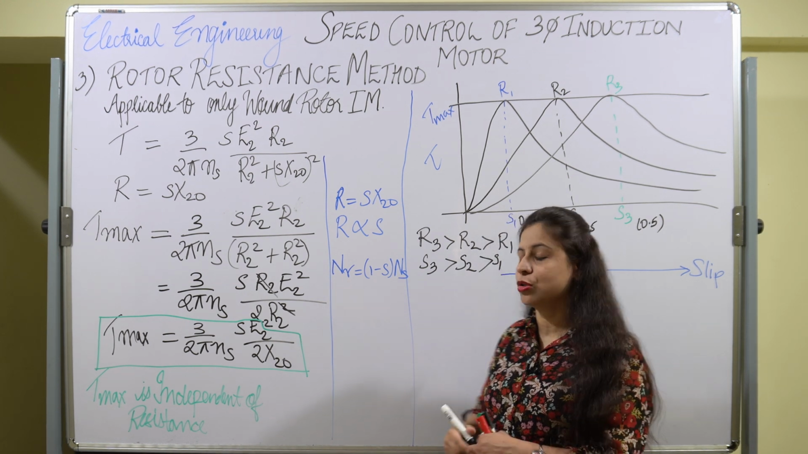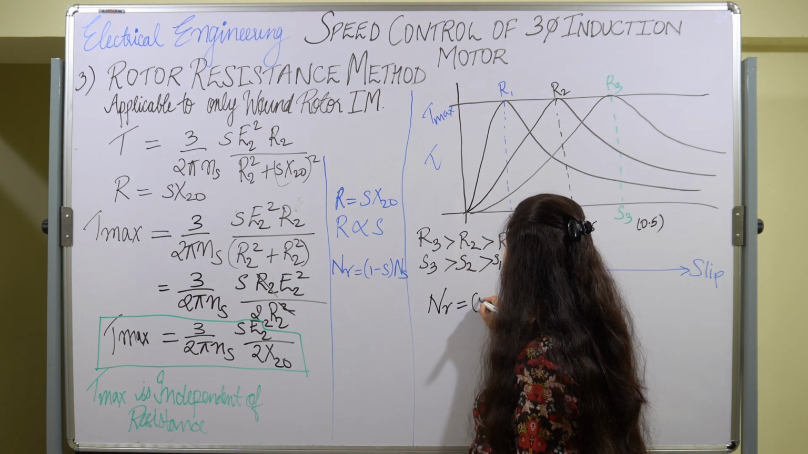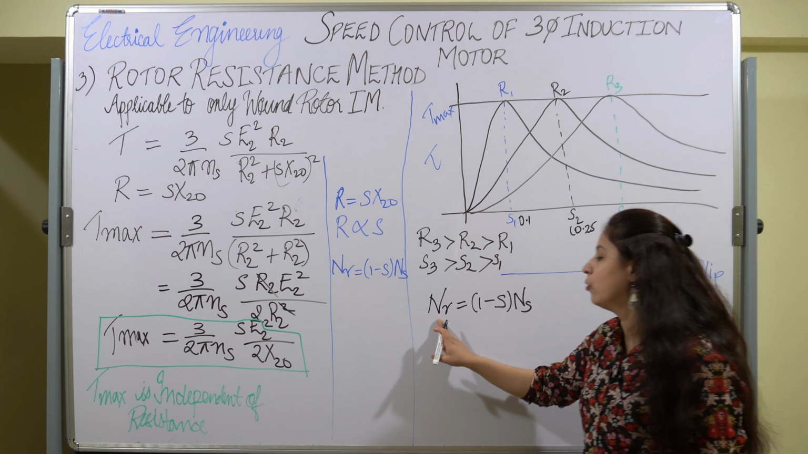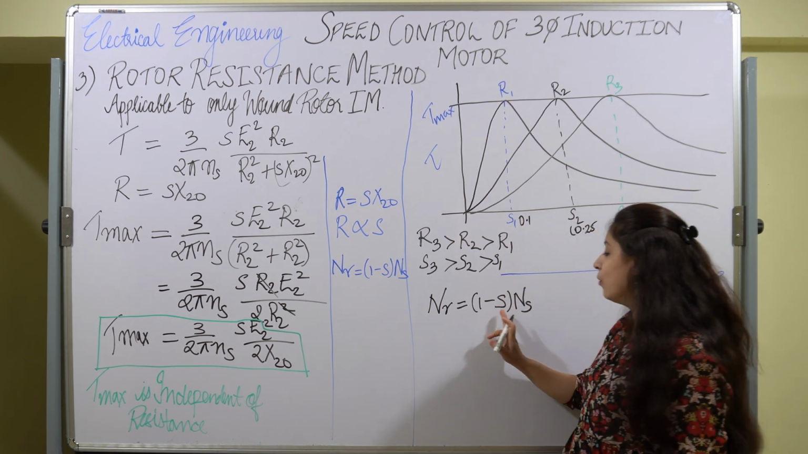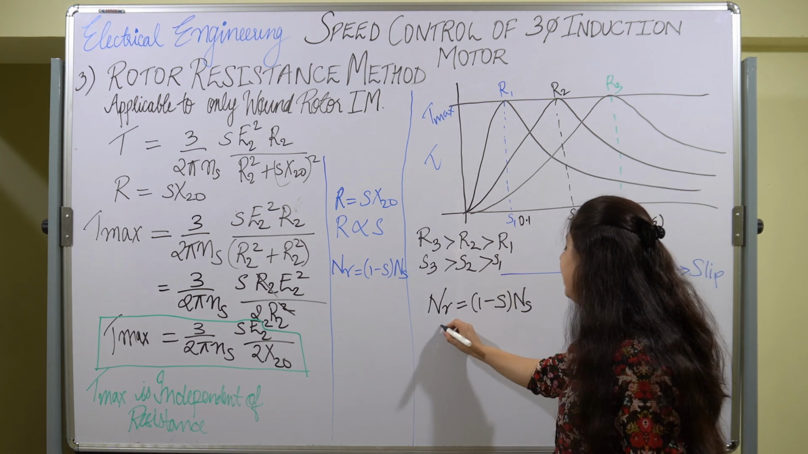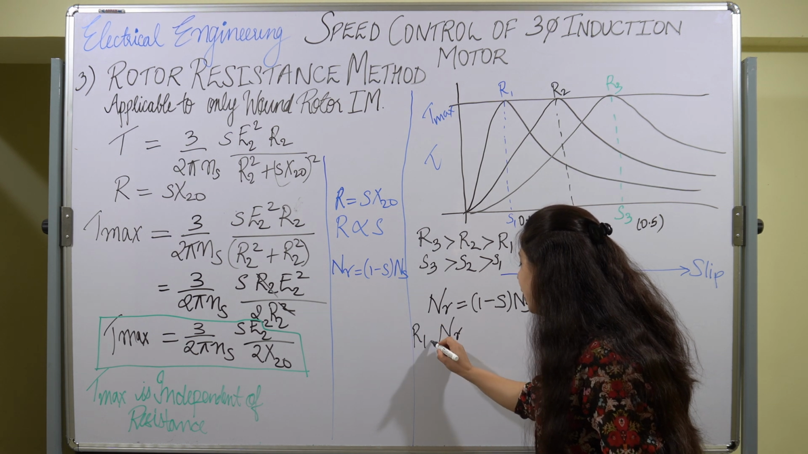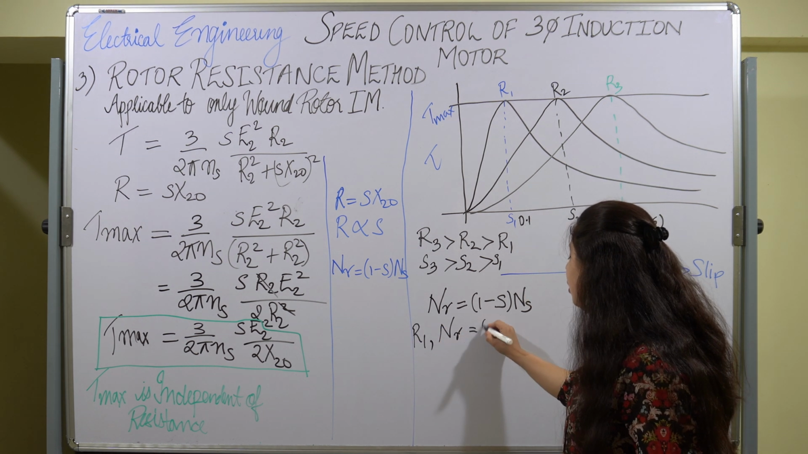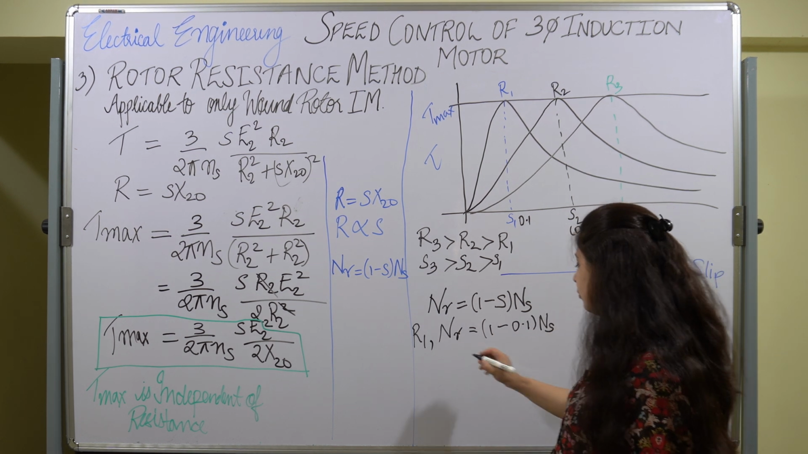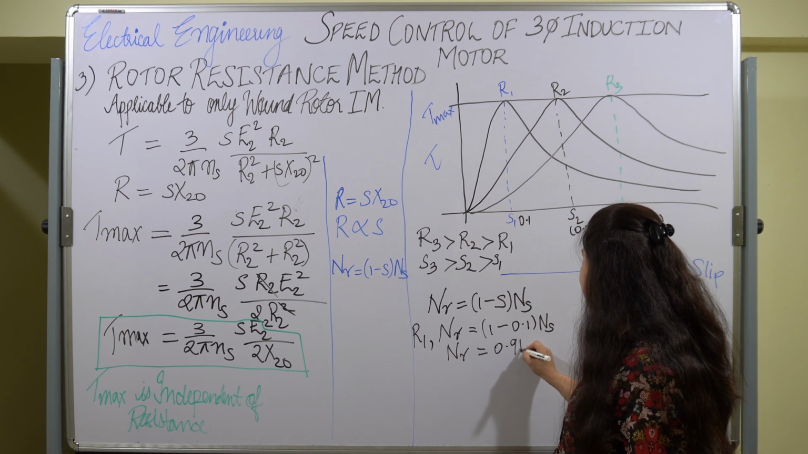So my rotor speed will also change. My rotor speed is given by NR equals (1 minus S) into NS. As my slip is changing, my rotor speed will also change. When the value of S is 0.1, for the first case, when my resistance is R1, my NR will be (1 minus 0.1) into NS. So my NR will be 0.9 NS.